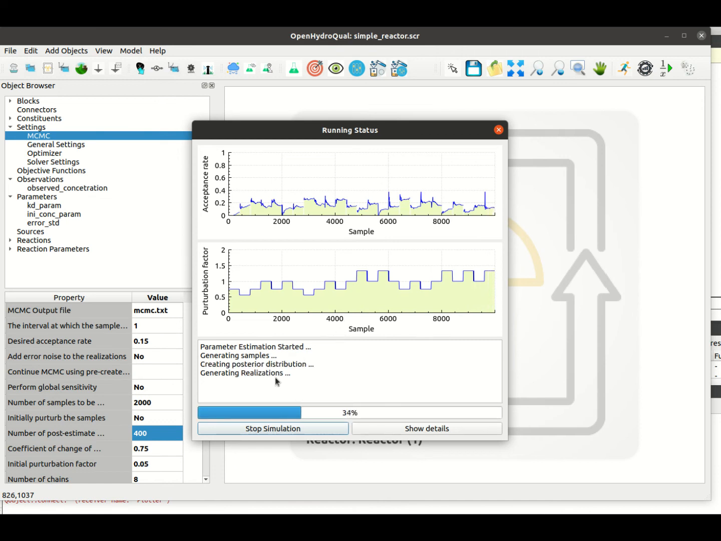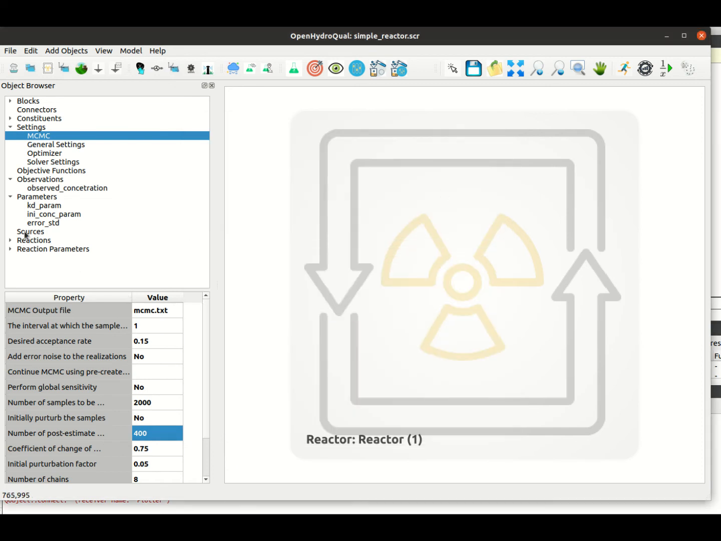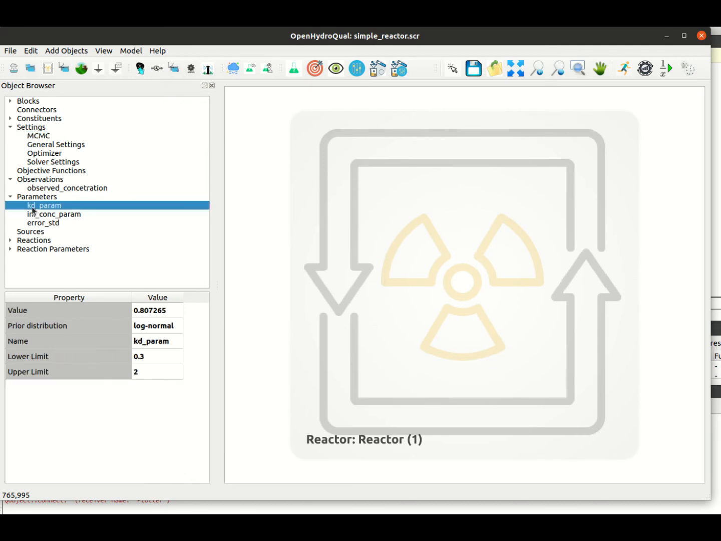So anyways, this is done, and the code is creating the realizations. Okay, now we're done. Now let's look at some results. So basically now I can go and see what the posterior probability distribution of the parameters that were obtained are.